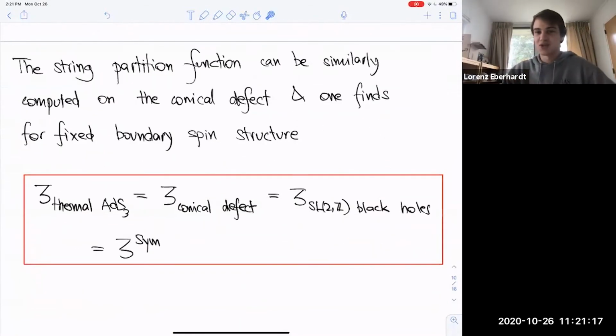Yeah, and we can actually do the same thing on all the other backgrounds that I mentioned. So for instance, on the other SL2Z black holes or on the conical defect. And what one finds for a fixed boundary spin structure is that the grand canonical partition function is actually always the same. So it doesn't matter on what background you compute it, but you always get the same result. So if you do it in thermal radius 3 or conical defect and on any of these black holes, you get always the same. The only caveat is that you need to always have the same boundary spin structure. All right, so that's the kind of observation.